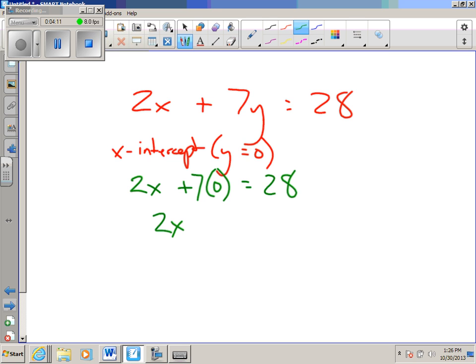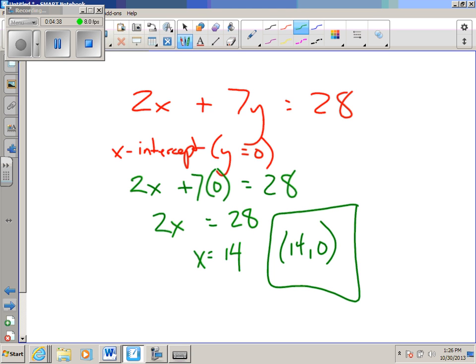2x plus, well, 0, right? That makes 2x equal 28. So x will equal 14. Okay? So your coordinates for your x-intercept, 14, 0.